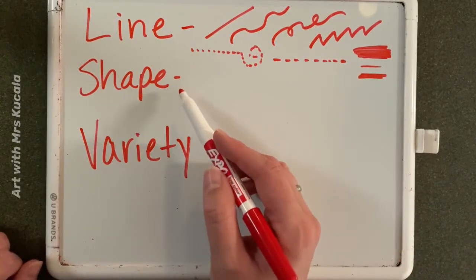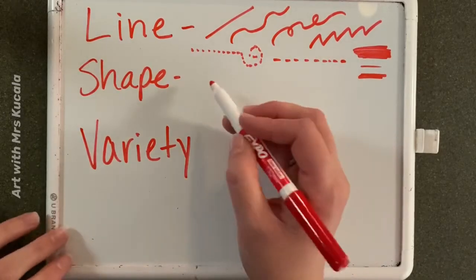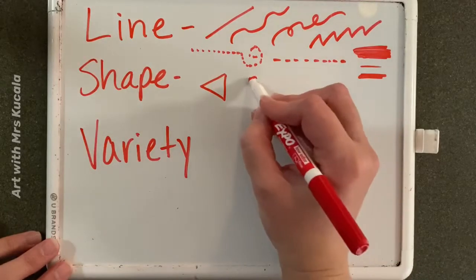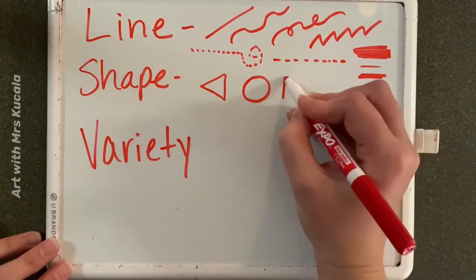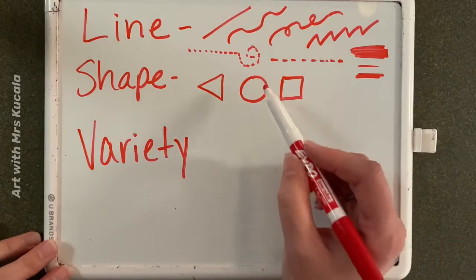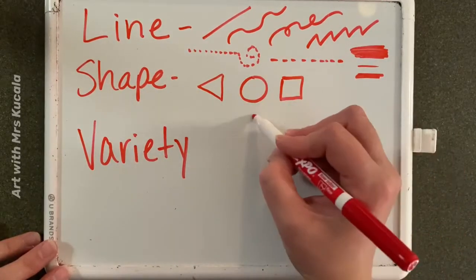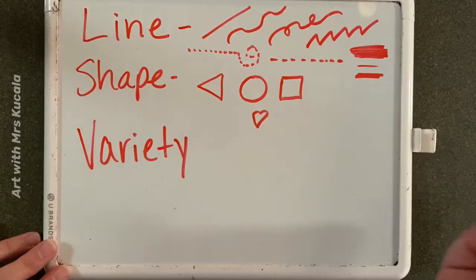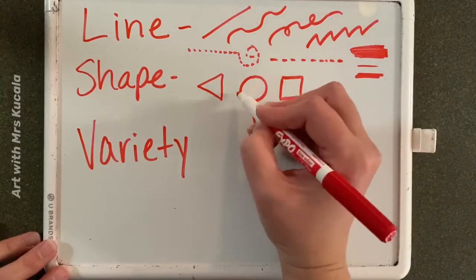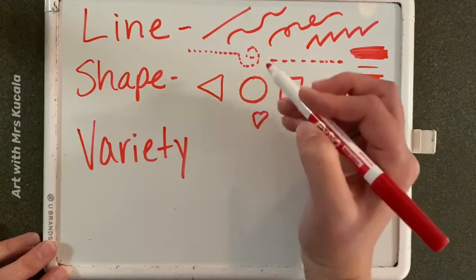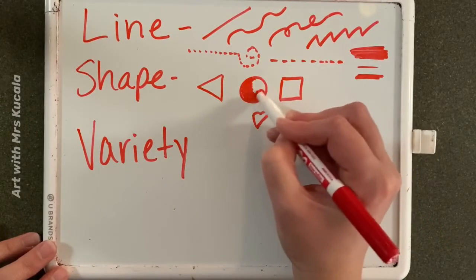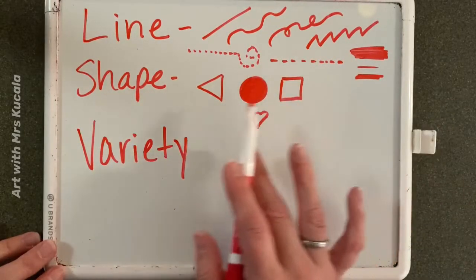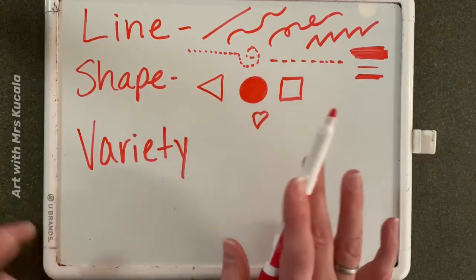Now shape is a two-dimensional enclosed area. So if I'm talking about shapes that I recognize like triangle, circle, square, one thing you'll notice is that they are enclosed. So it's not something that gets left open. That would be more like a line. So you'd have to actually enclose it for it to be a shape. Now shapes do not have to have a hard edge like this. They can just be a solid shape with no outside line. But shapes are enclosed two-dimensional areas on your artwork.